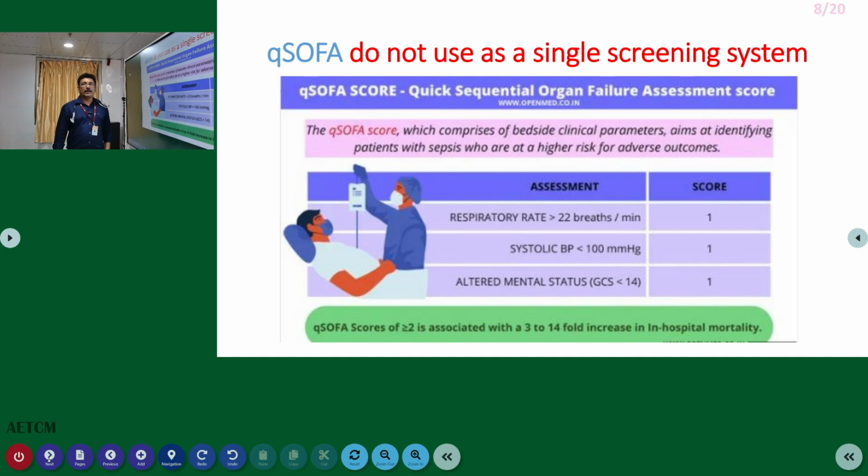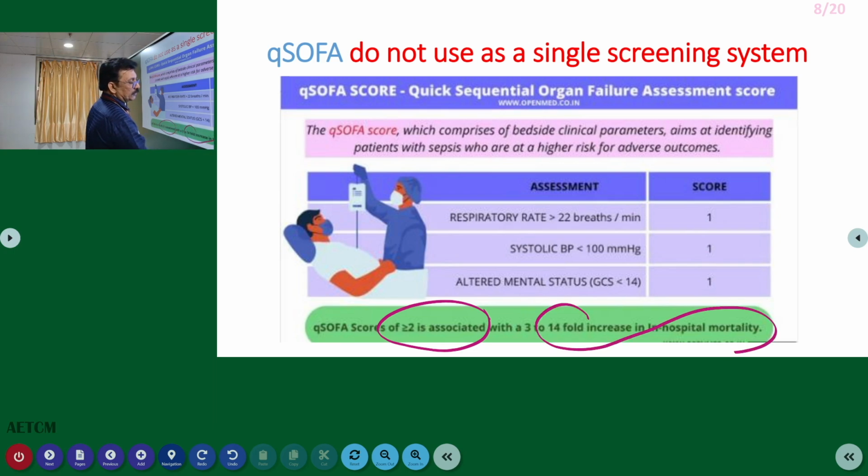Now there is a parameter called the Q-SOFA screening system. Q-SOFA is Quick Sequential Organ Failure Assessment. Previously, Q-SOFA was one of the strong predictors for mortality. If 2 or more of these criteria are present, then there is a high-fold increase in hospital mortality.